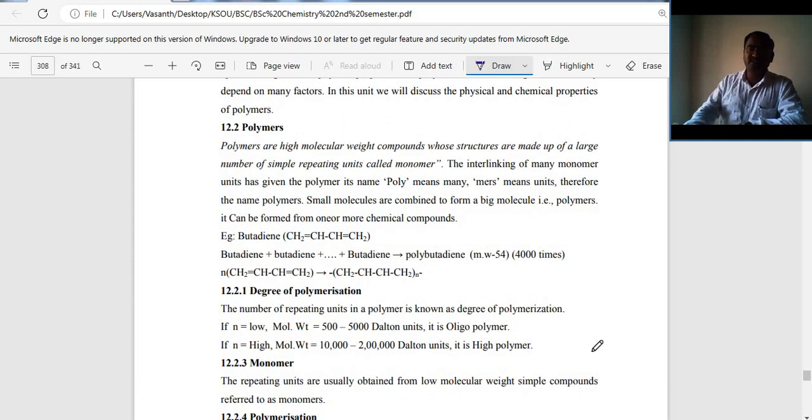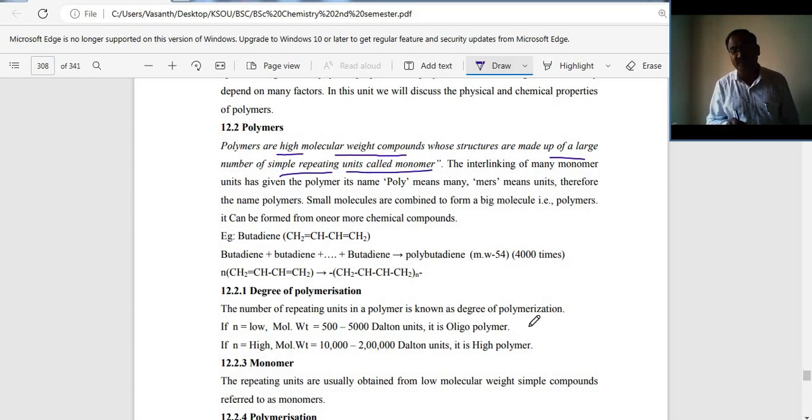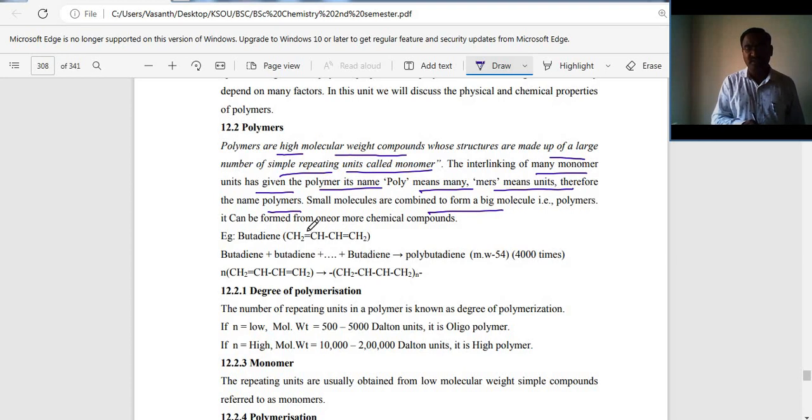We go through the definitions of these polymers here. Polymers are high molecular weight compounds whose structures are made up of a large number of simple repeating units called monomers. The interlinking of many monomer units has given the polymer its name. Poly means many, mers means units. Therefore, the name polymers. Small molecules are combined to form a big molecule, that is polymers. It can be formed from one or more chemical compounds.